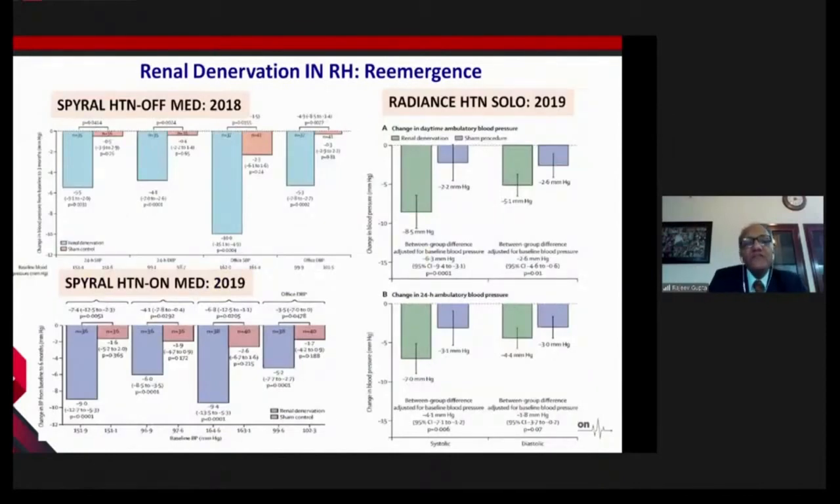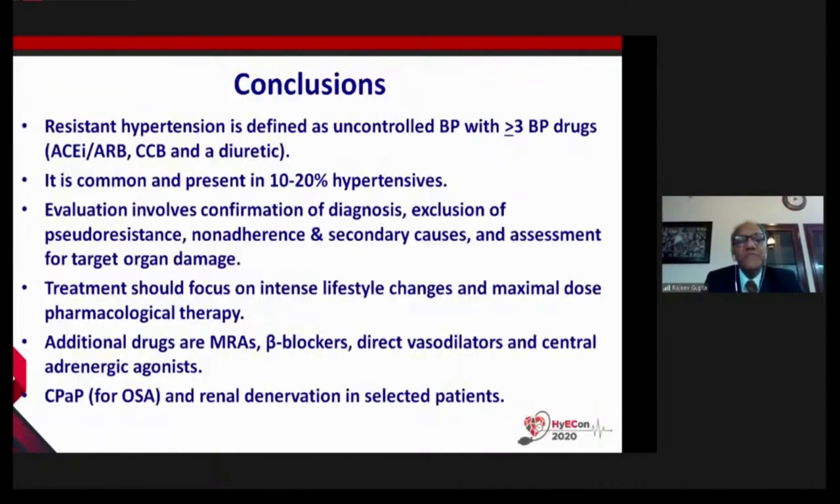Just a slide showing the re-emergence of renal denervation therapies. Three trials published in the last 3 years, SPYRAL HTN-OFF MED and then ON MED, showing greater reduction in blood pressure if a person is not on medication, or even if a person is on medication and has resistant hypertension. The new techniques really help. And then the RADIANCE HTN SOLO, which was again a trial mainly in patients with resistant hypertension.